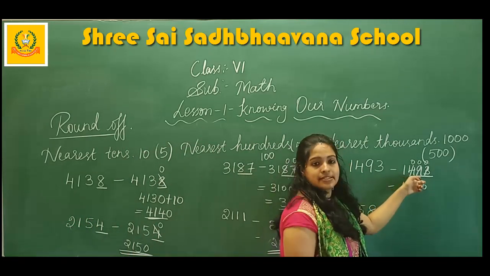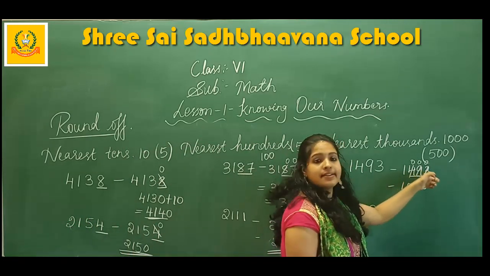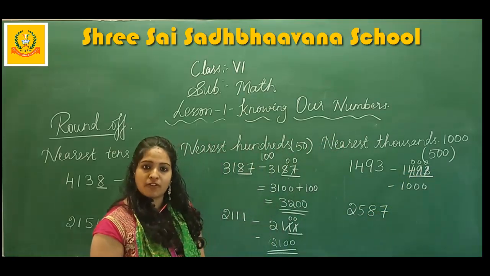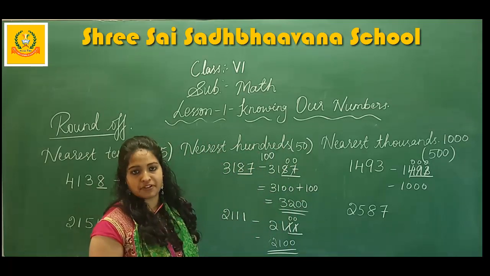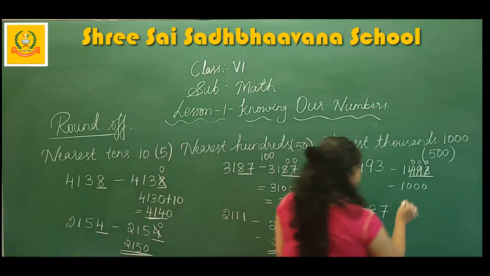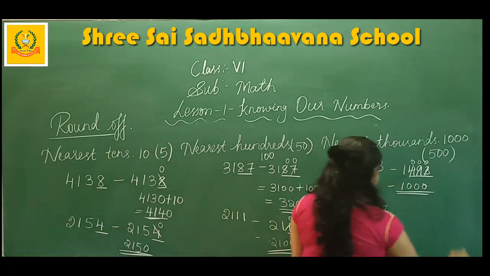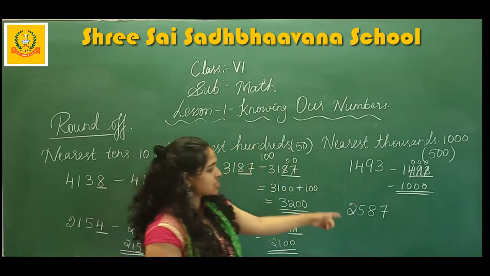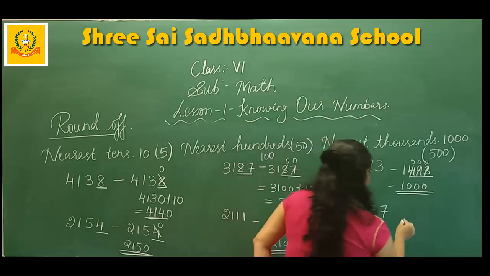Here, the last 3 digits come to 493. Is it more than 500, children, or is it equal to 500? No, it is not equal to 500. So what I can do? I can leave this as it is. So what is the answer then? 1000 is the answer. Shall we move on to the next one? Yes.